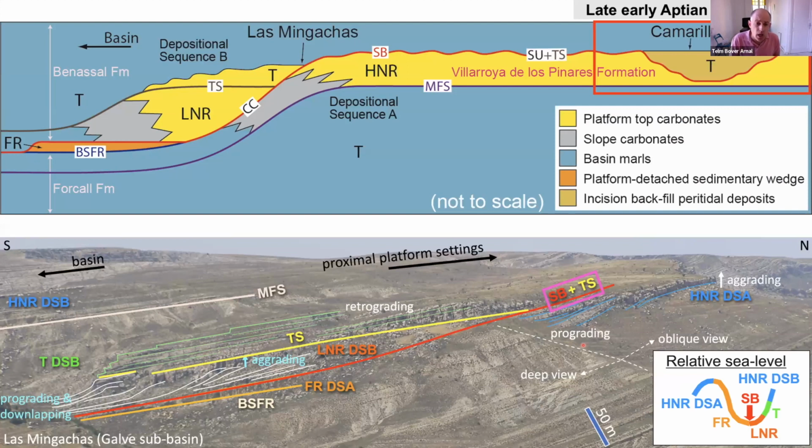So I have shown you what happened to the highstand platform margin when relative sea level fell and rose again during the late early Aptian. This platform margin is called Las Mingachas. And now what we are going to do is move landwards to more proximal parts of the system, to the area of Camarillas, where I will be able to show you the sedimentary results of this relative sea level fall and subsequent rise in more proximal parts of the system. We are also going to be able to observe this composite sequence boundary in more detail. So we are going northwards for 6 to 7 kilometers to the area of Camarillas.